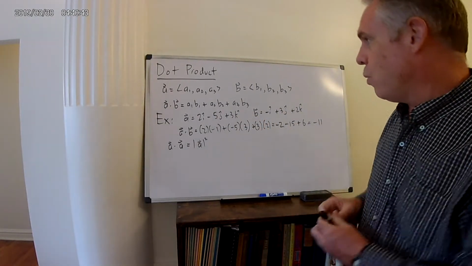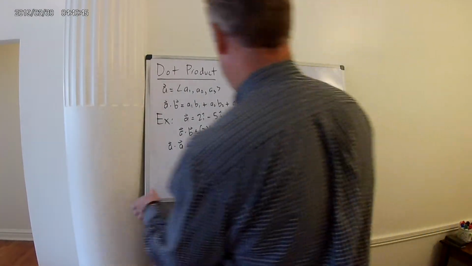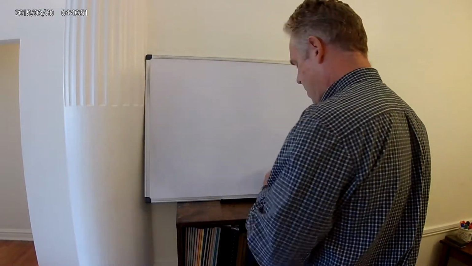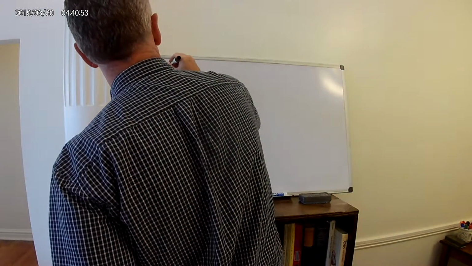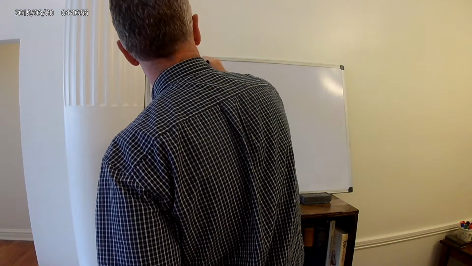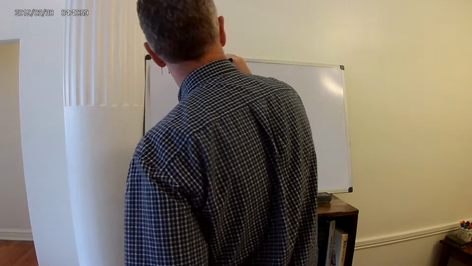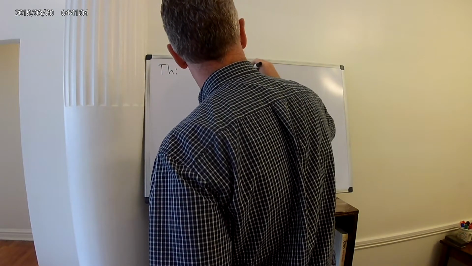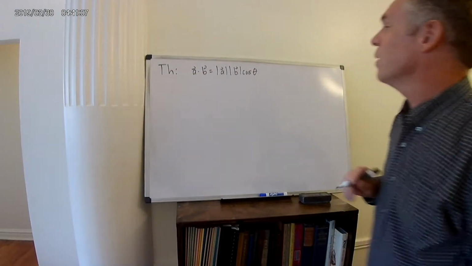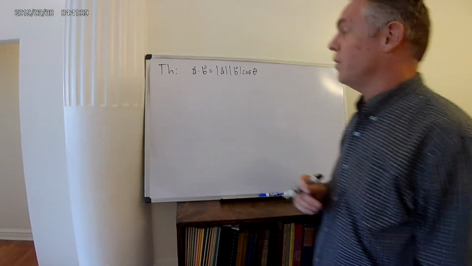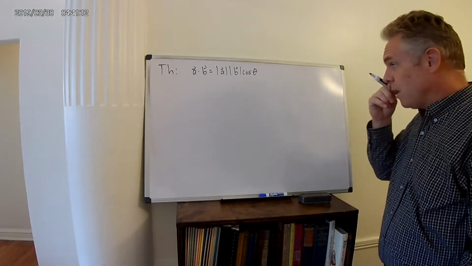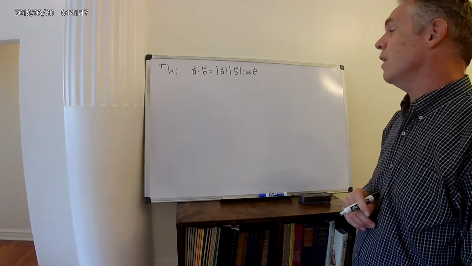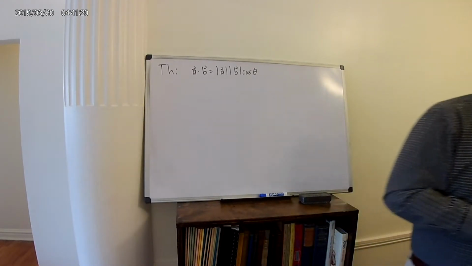Okay, let me talk about an important theorem in regards to the dot product. And this theorem has the following form. It says the dot product of A times B is equal to the magnitude of A times the magnitude of B times the cosine of the angle between them. So this is a second way to calculate the dot product between two vectors. The dot product between two vectors is equal to the magnitude of the first vector times the magnitude of the second vector times the cosine of the angle between them.